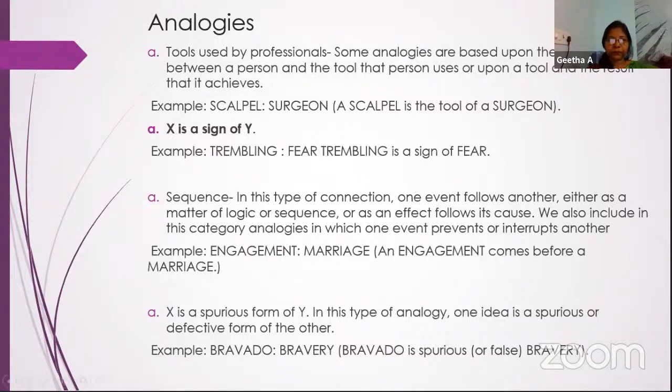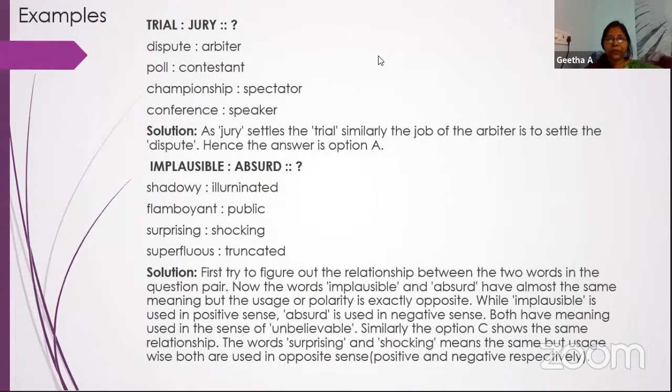So let's move further and see. Here we have trial, jury, and they're asking you to find which is similar in relationship, and they've given you a set of words, the choices. The choices are dispute, arbiter, poll, contestant, championship, spectator, conference, speaker.